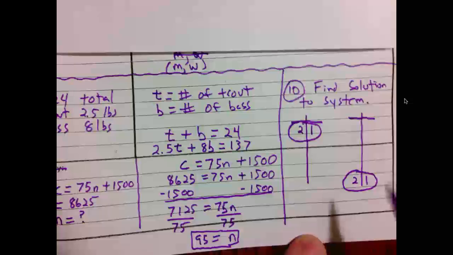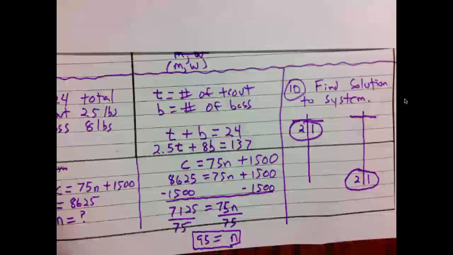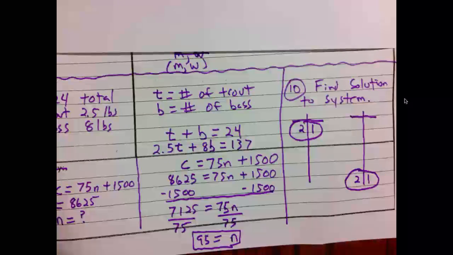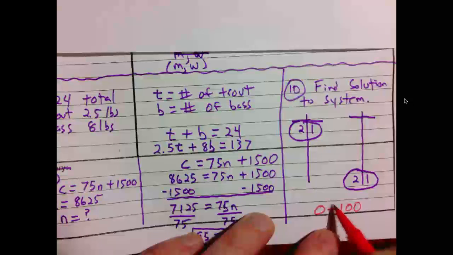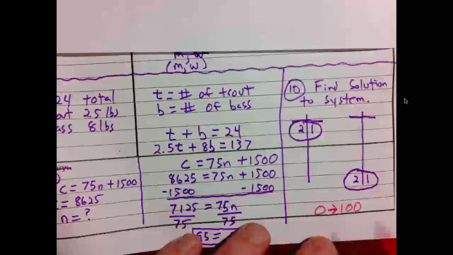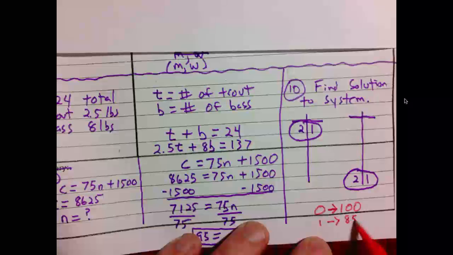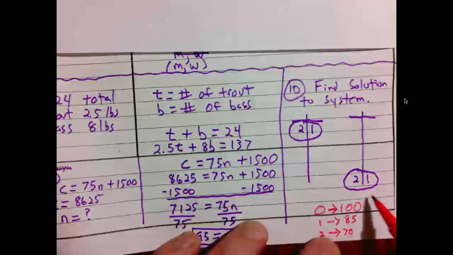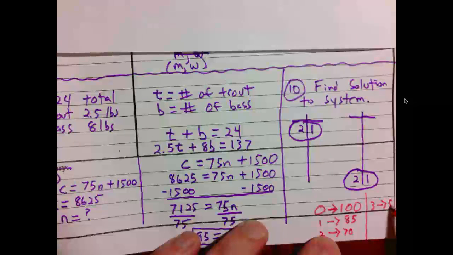Count how many questions that you missed. Obviously, if you missed 0, you made a 100. 0 pairs with a 100, number missed. If you missed 1, you're going to receive an 85. If you missed 2, you're going to receive a 70. If you missed 3, you'll receive a 55.